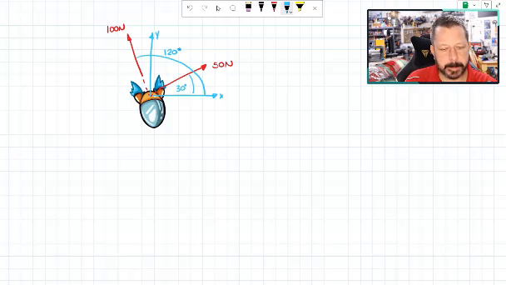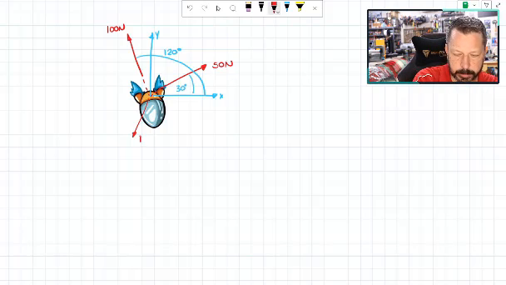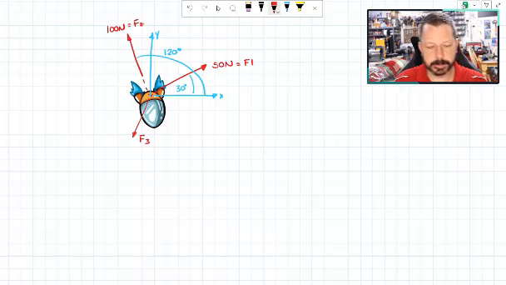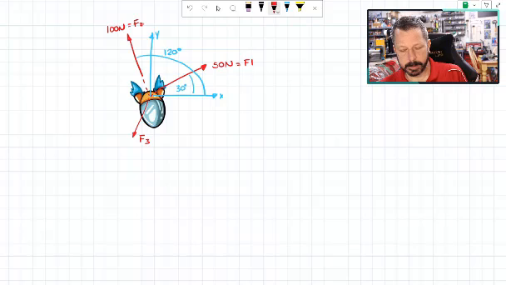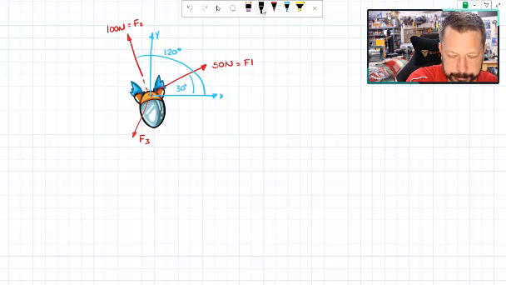Okay. And then there's a third one that is maintaining an equilibrium. So there's some other force that we can't see, but there's something maybe over here that is maintaining the equilibrium. We'll call that F3. So this one's F1 and this one is F2. And this third force is maintaining our spacecraft perfectly still. So that means it's in equilibrium.